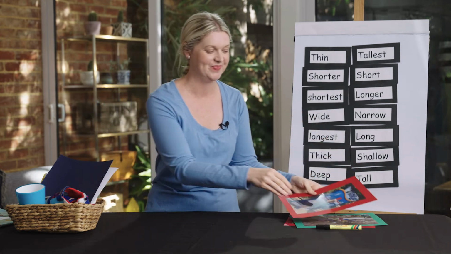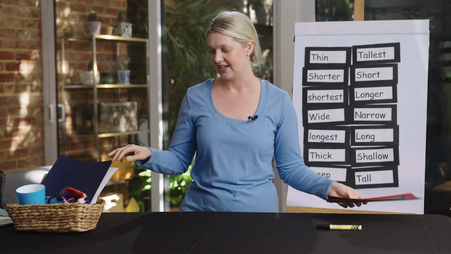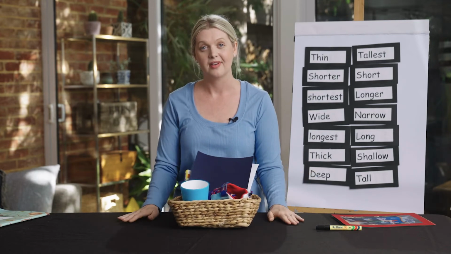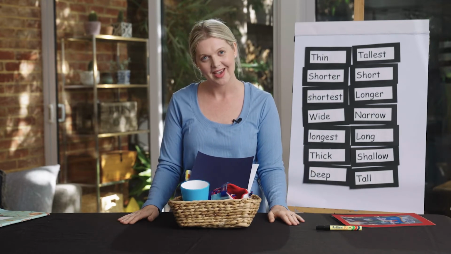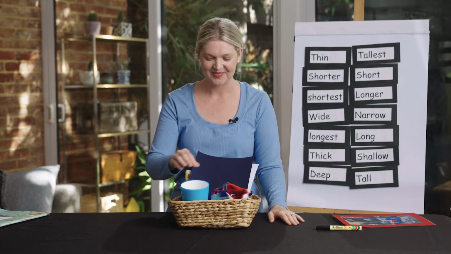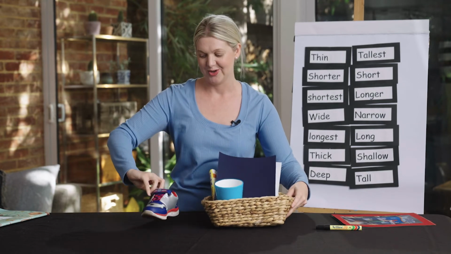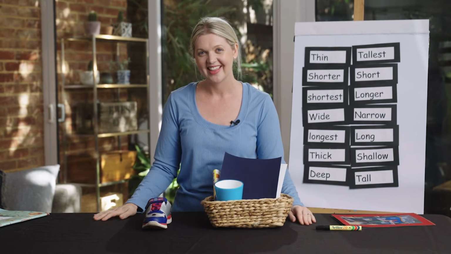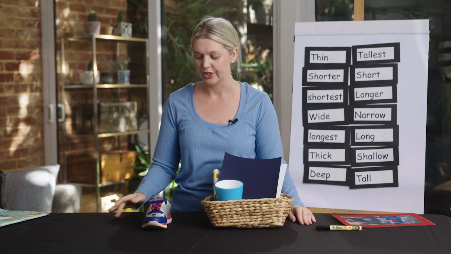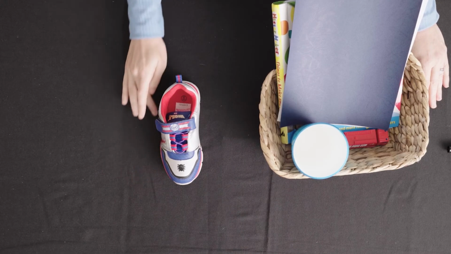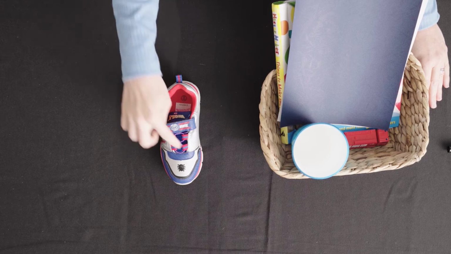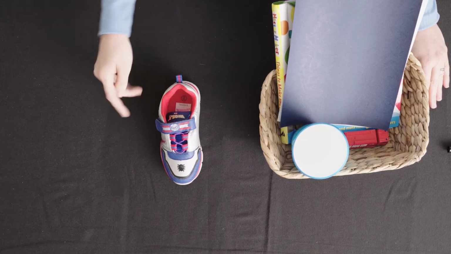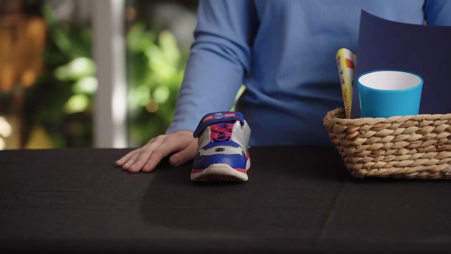Great job. Now I have some objects here and we're going to talk about the different types of long that we could measure here. Will you help me? Great. Now here we have a shoe. What could we measure here? That's right. We could measure how long it is, how wide the shoe is, or we could measure how deep it is.